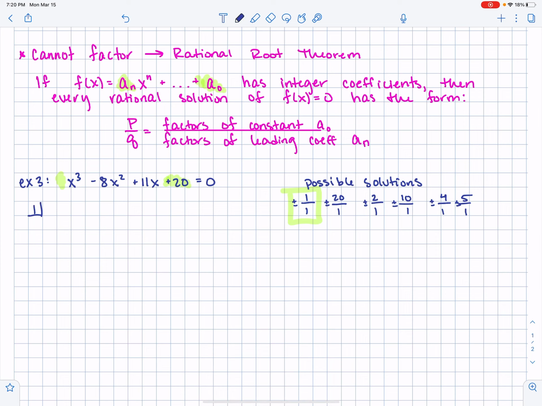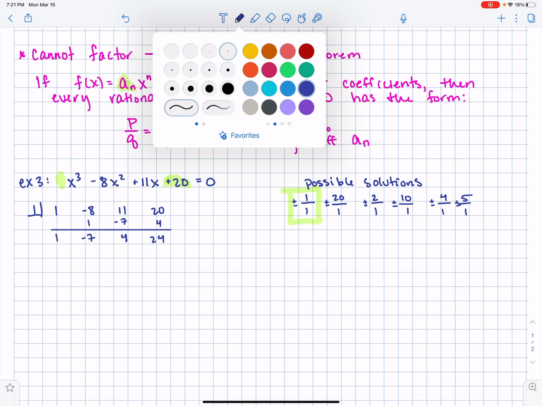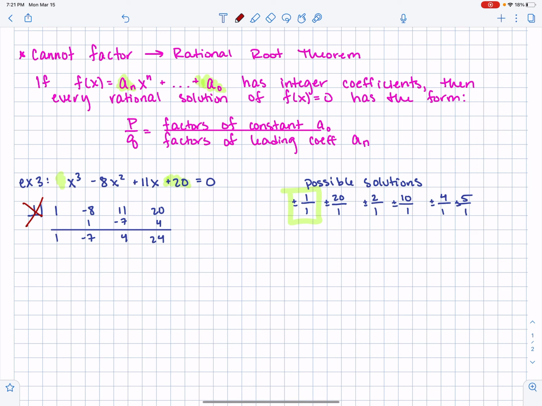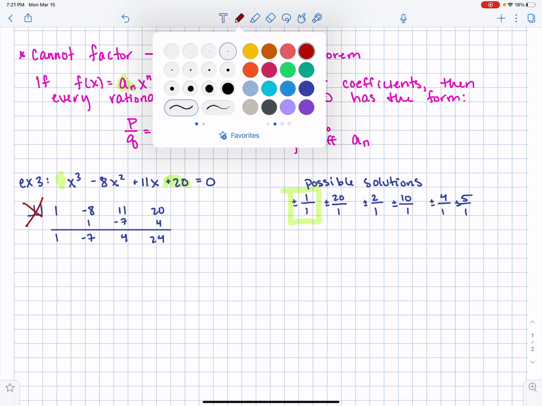Starting with 1, put 1 in that divisor box. We have our coefficients 1, negative 8, 11, and 20. Let's check out that synthetic division by skipping a line and bringing down that first term. 1 times 1 is 1, negative 7, add them to get 4. 4 times 1 is 4. Oh, that's 24. Okay, so 1 does not work. I'll even get out my little red X. 1 does not work. It is not a factor. Moving on to the next one.